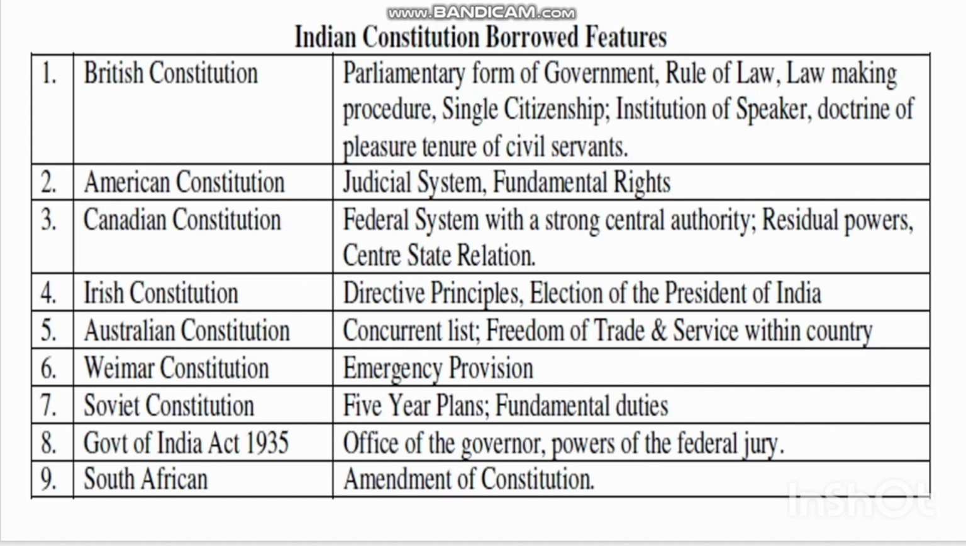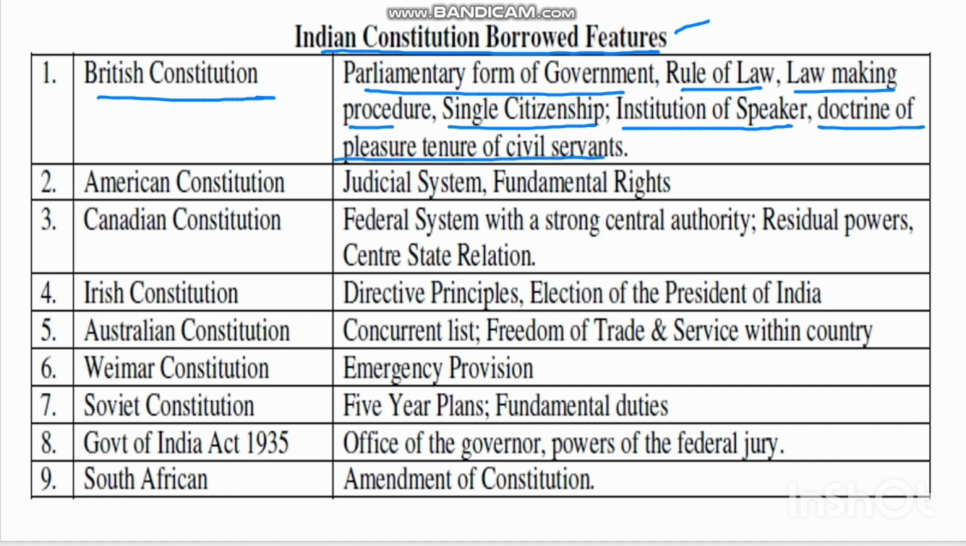So let us know how the Indian constitution was formed and what features were borrowed from different constitutions across the world. From the British constitution, we have taken the parliamentary form of government, rule of law, lawmaking procedure, single citizenship, institution of the Speaker, doctrine of pleasure, and tenure of civil servants. From the American constitution, we have taken the judiciary system and fundamental rights, the most important thing in the whole Indian polity.